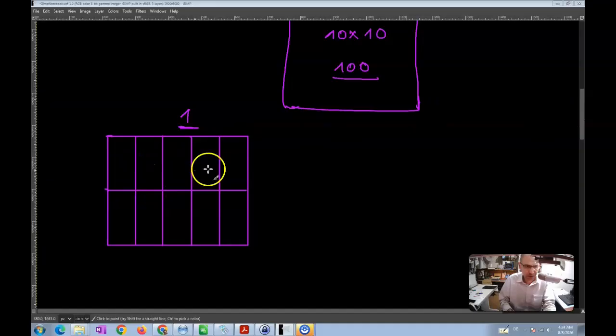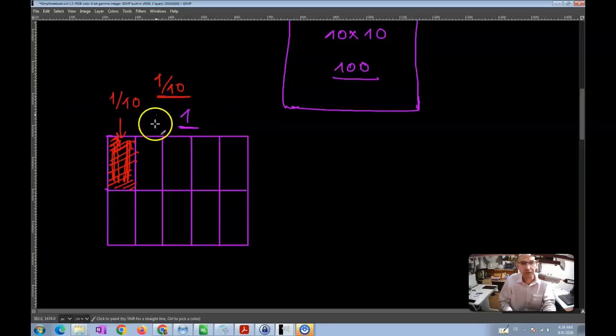Now if I take one of these equal parts, the value of this part over here would be 1/10, because it is one of 10 equal parts. So the value of this part over here would be 1/10, right?